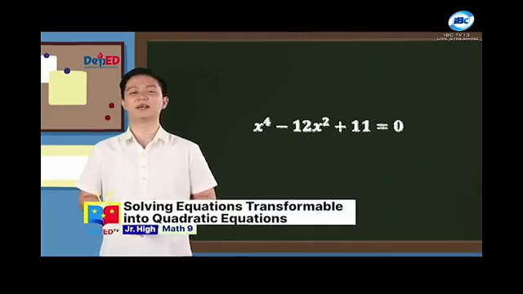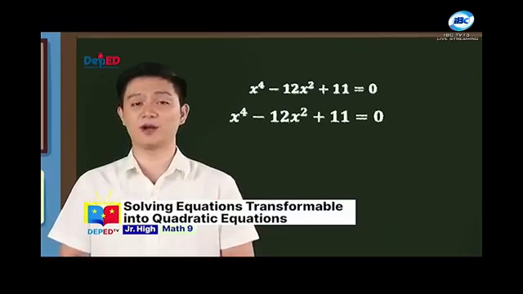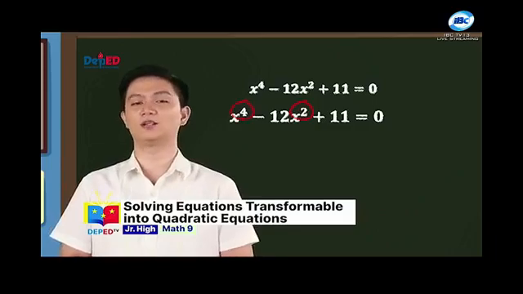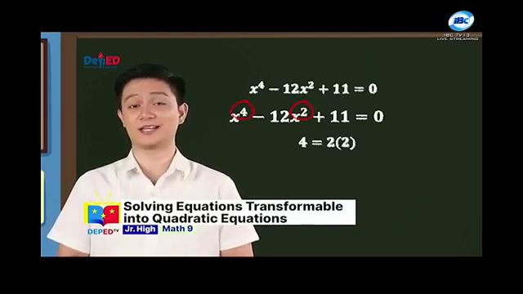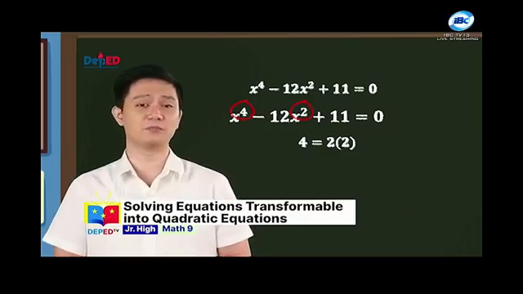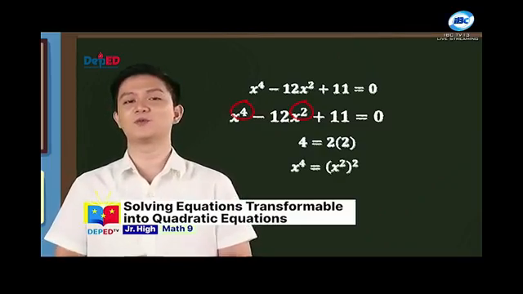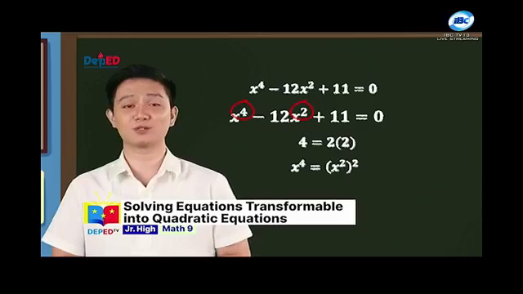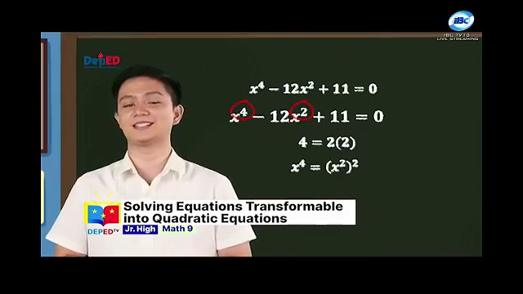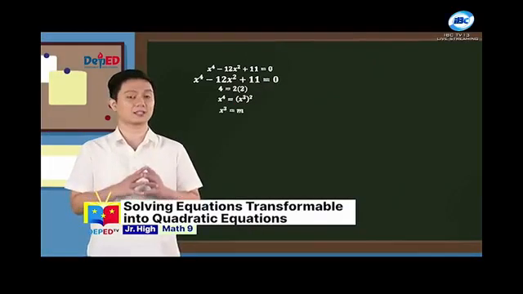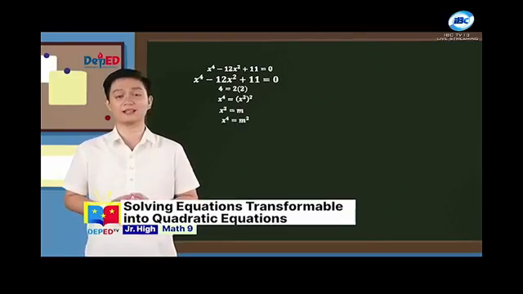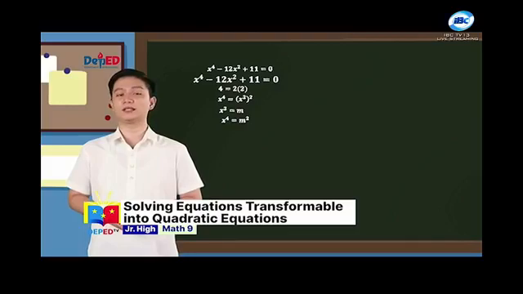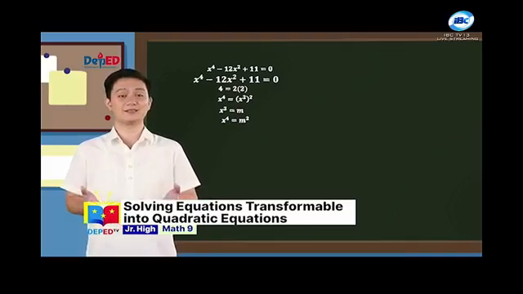Here's how. We can see that the exponents of the variable x are 2 and 4, where the higher, which is 4, is twice the lower, which is 2. This means we can express the variable with a higher exponent in terms of the one with the lower exponent. So let's say we let x squared be equal to m. It follows that x to the fourth power can be represented as m squared.